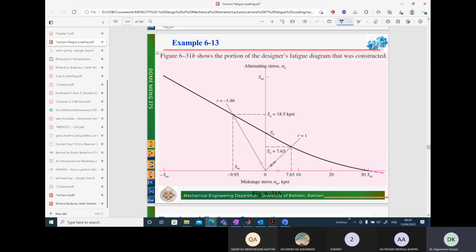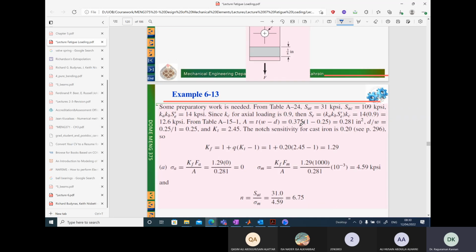If this was your calculated values of sigma A and sigma M for your component, we can see the intersection point. This intersection point's Sa value is given by the equation. In the same way, if it is on the negative side, the Sa value is again given by the other equation, at the intersection point between the radial load line and the failure envelope.